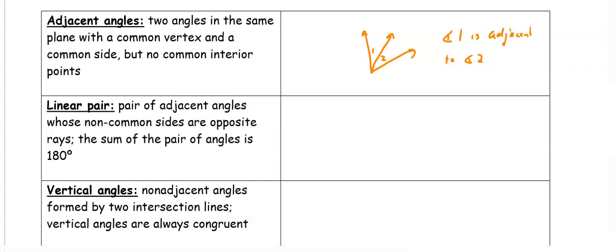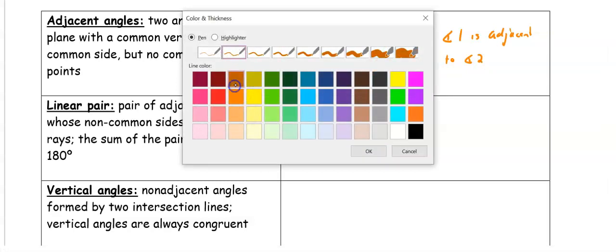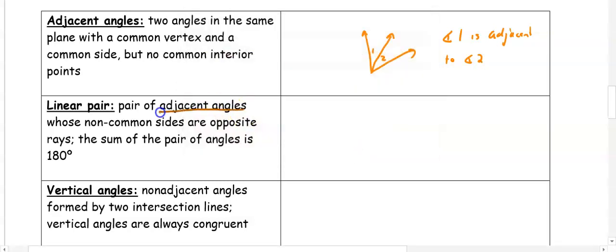A linear pair then is a special type of adjacent angle because it's going to add to be 180 degrees. So a linear pair, we're going to have two angles that are next to each other, but we now know that the measure of angle 1 plus the measure of angle 2 is 180 degrees.